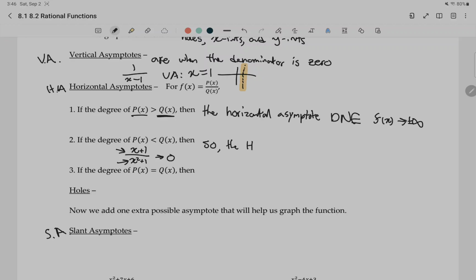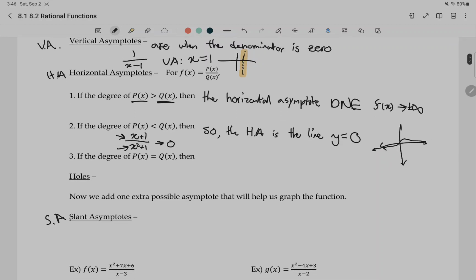So the horizontal asymptote is the line y equals 0. And it's important to note about horizontal asymptotes that even if it's a horizontal asymptote, the graph can cross it. It is simply the behavior of the graph as x gets really, really big. So we can have some sort of graph that looks like this, where it crosses the line y equals 0.